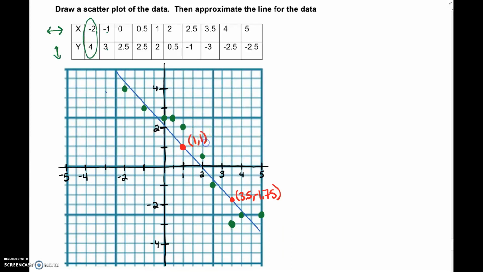That's the point (1, 1). But I really don't have any other points that are perfectly on that grid that would be easy to use. So the points I am using are (1, 1) and (3.5, -1.75). You probably have 2 different points based on the line you drew. I would check with the people around you once you have your line drawn and see if other people agree that you've picked good points.